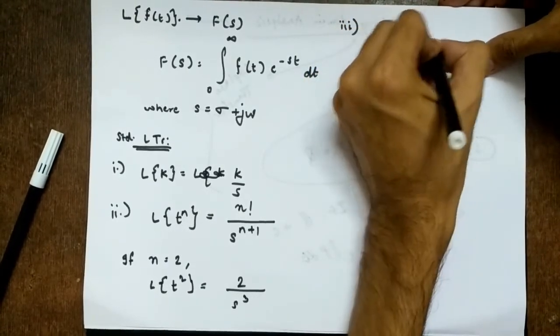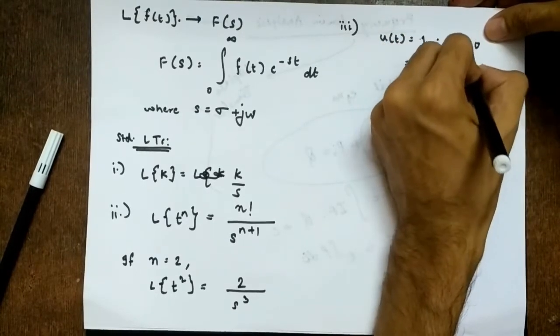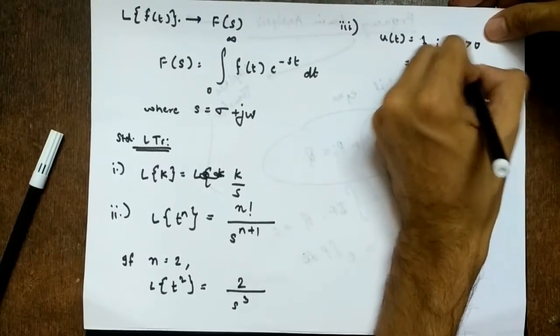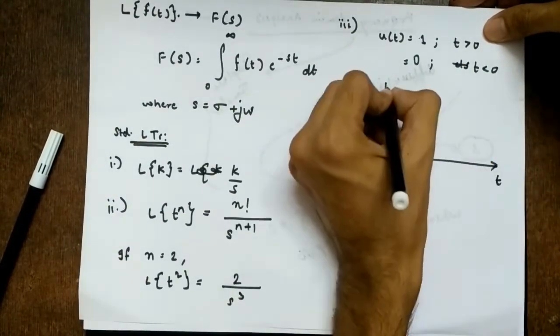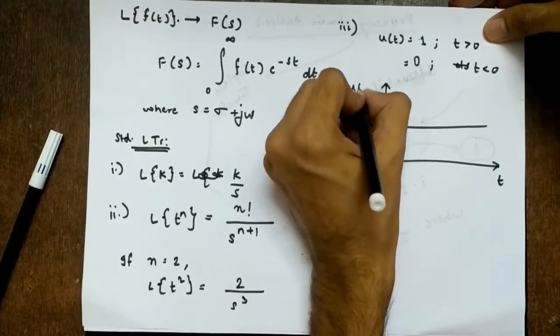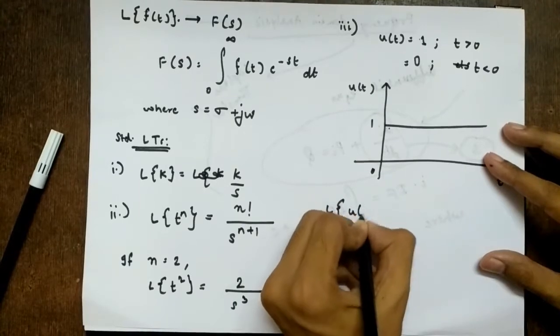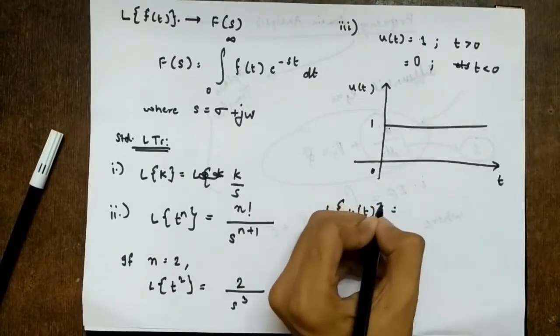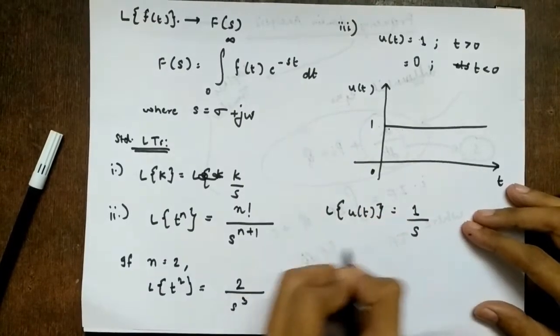The unit step function u of t is 1 for t greater than 0 and 0 for t less than 0. If you draw it, how does it look? This is t and this is 1, so this is my u of t, and this is my origin. So what will be the Laplace transform of u of t? If you solve this, you'll get it as 1 by s.